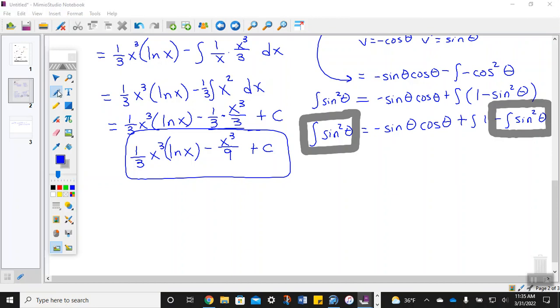We get two of these, right? 2 times the integral of sine squared theta equals negative sine theta cosine theta. You said the integral of one was what? You guys agree with that right there? Oh, I forgot the squared up here, didn't I? That's a pretty important part.